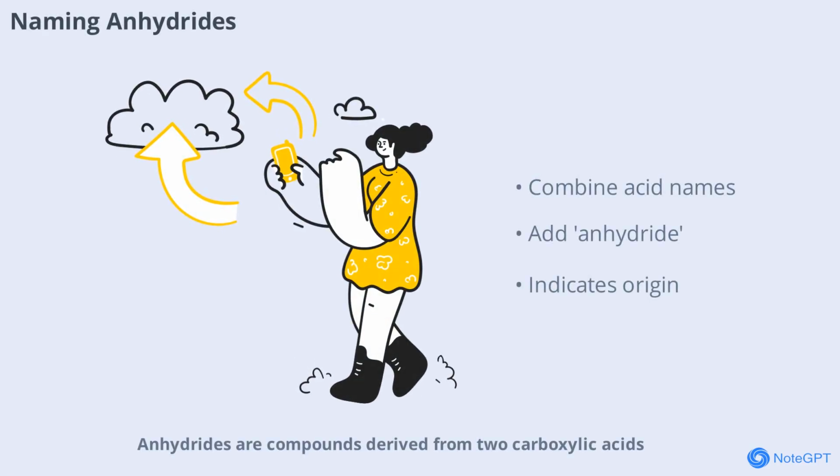Anhydrides are compounds derived from 2 carboxylic acids. Their names are formed by combining the names of the parent acids, followed by the word anhydride. For example, ethanoic anhydride is derived from 2 molecules of ethanoic acid. This naming convention helps chemists quickly identify the structure and origin of anhydrides.